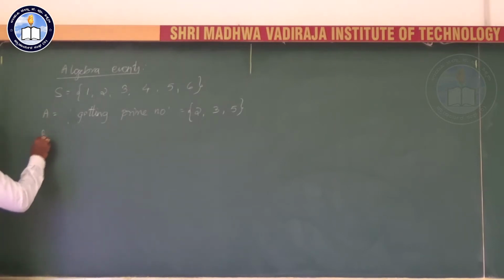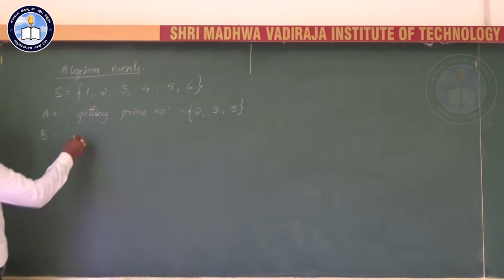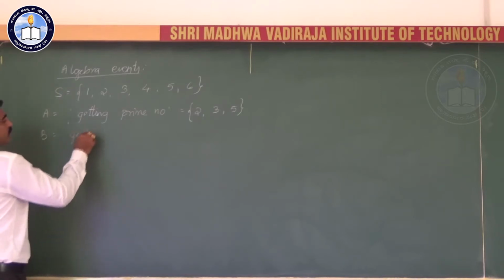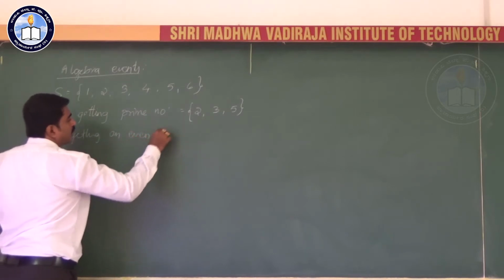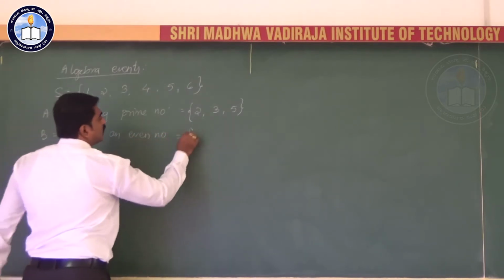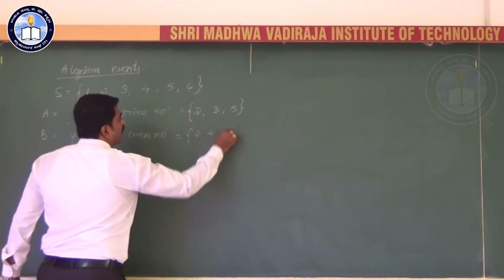Now let me consider B is the event, B is the event getting an even number. So that is 2, 4 and 6.